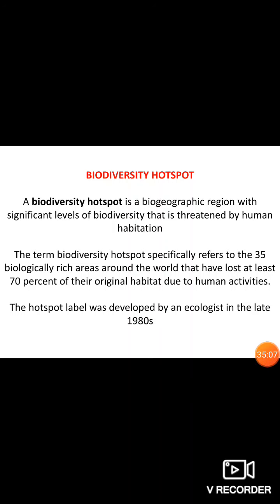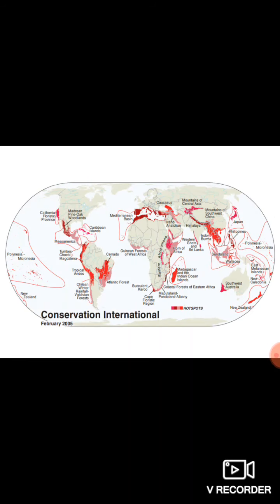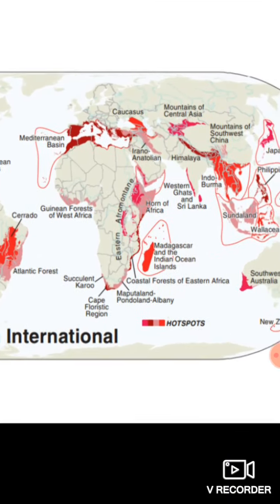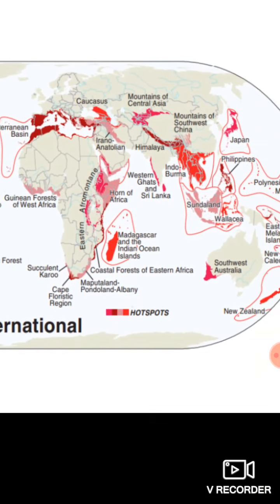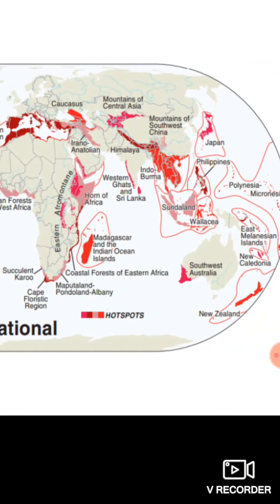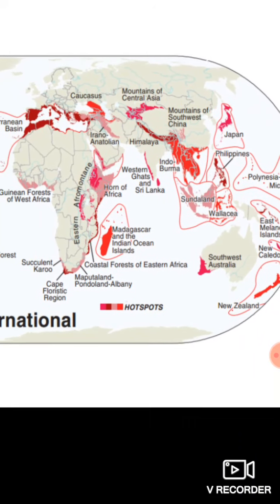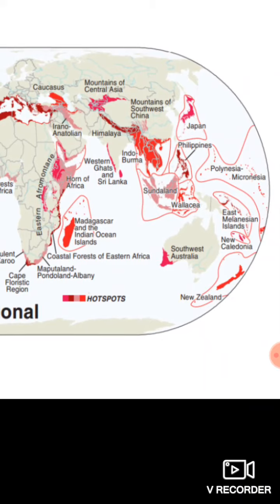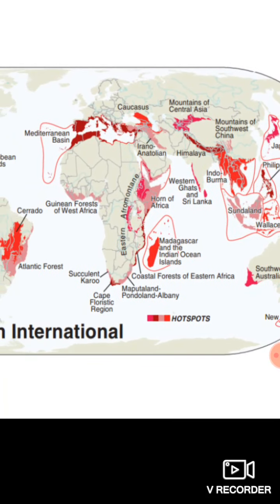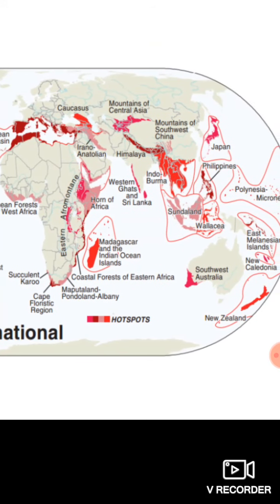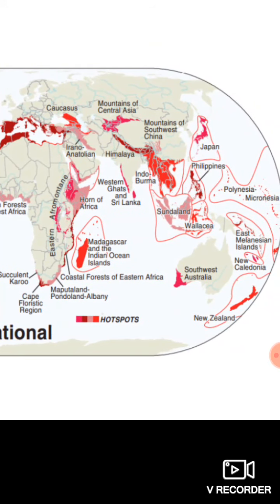So this is a 1980s development, not long back, and they have labeled these, and this is how the hotspots look. You can see these are all the different hotspots. I'm zooming in. I hope you can see. These are all the different hotspots. I'm not going to ask any of these names because we are going to concentrate only on India. You can see the Sundalands, Indo-Burma. You can see all of these. This is where India is. You can see here.